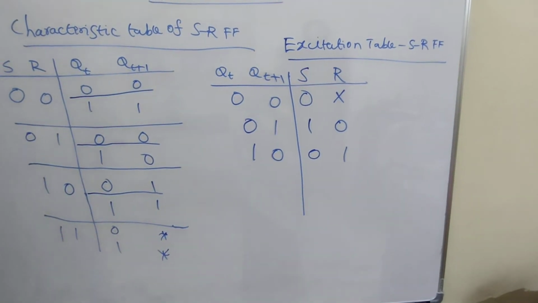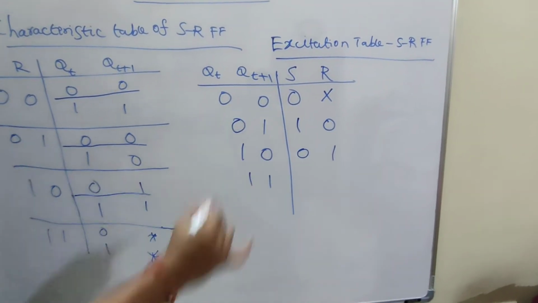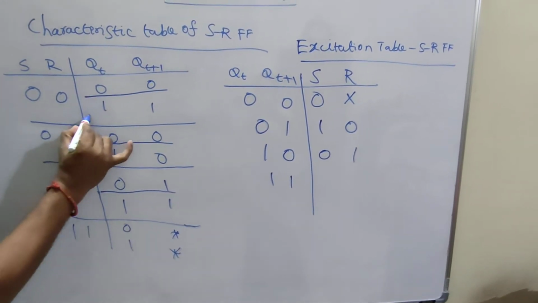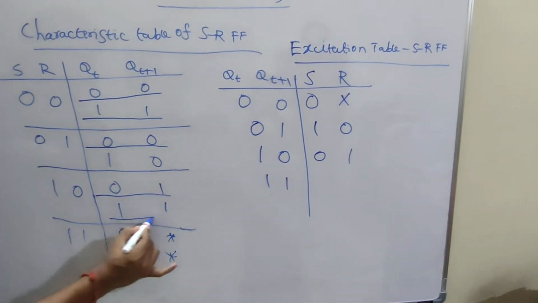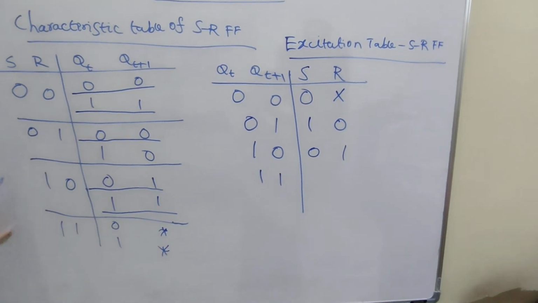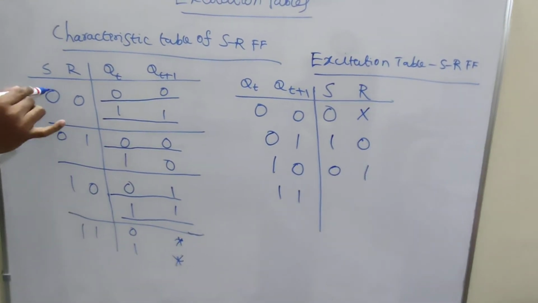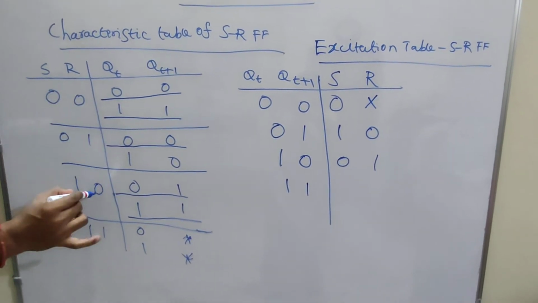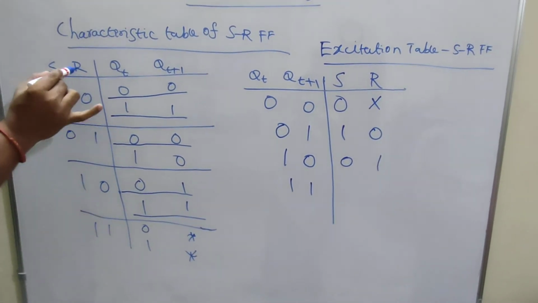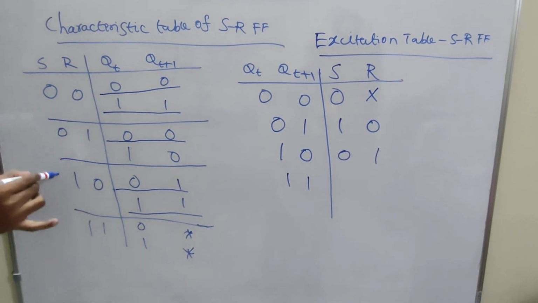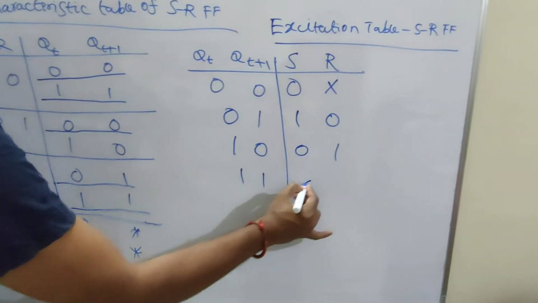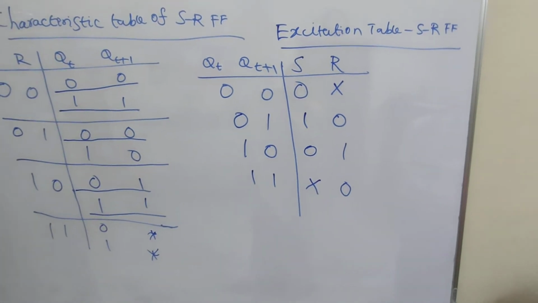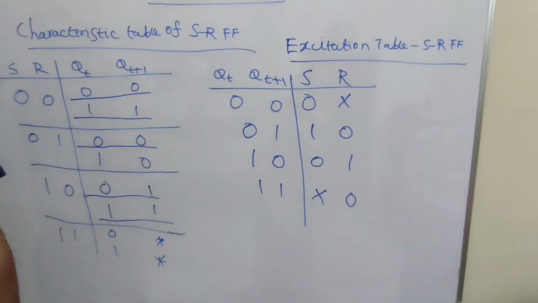Then 1 1. Look at the value of 1 1. It is coming in two combinations, here 1 1 and here also 1 1. So now we need to look at the values of S and R. The S value is changing, but R is not changing, that is the value of R is 0. So S is changing, so I am putting X 0. This is the excitation table of an SR flip-flop.